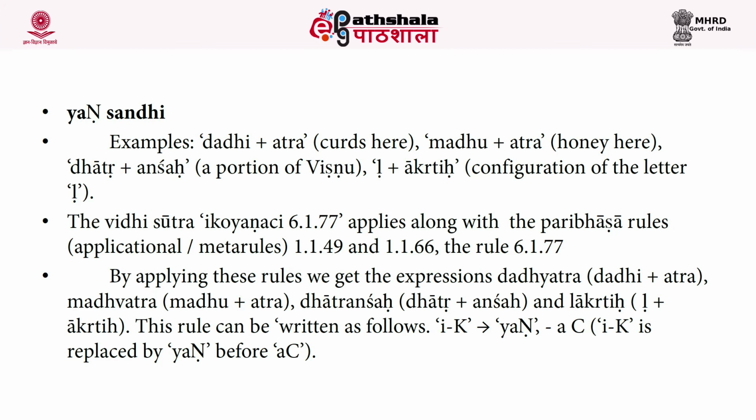1.1.49 and 1.1.66, the rule 6.1.77 Iko Yanachi is interpreted as follows. In the place of Ik, meaning i, u, ri, lri, before Ach, a, i, u, ri, lri, e, o, ai, au, Yan, ya, va, ra, la is the substitute. Again, with the help of Paribhasa Sutra Sthane Antaratamah 1.1.50, in the place of i, u, ri, lri, the phonetically closest replacement from ya, va, ra, la is chosen.